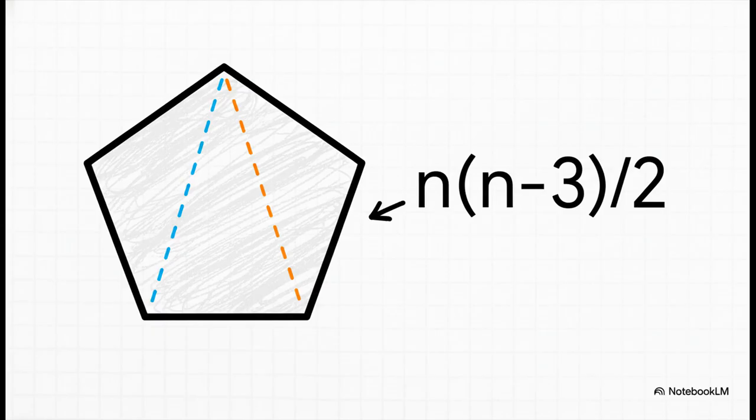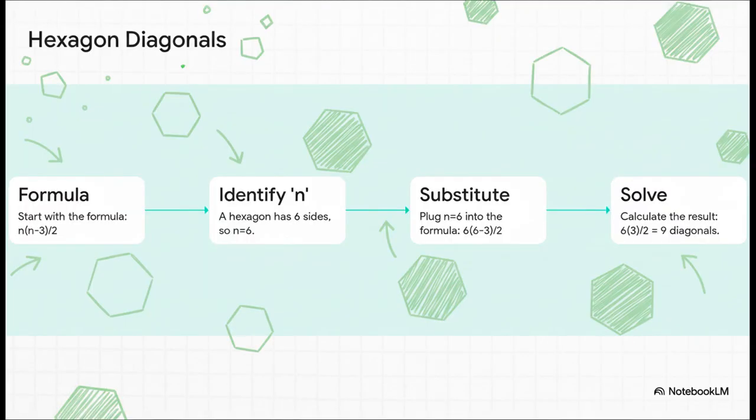Instead of trying to draw and count every single one, which can get messy, you can use this simple little formula. It's n times n minus 3, and then you divide the whole thing by 2. And that letter n is just a stand-in for the number of sides. Let's try it out with a hexagon. A hexagon has 6 sides, so our n is 6. We just plug that into our formula. That's 6 times 6 minus 3, all divided by 2. Okay, so that simplifies to 6 times 3, which is 18. Divide that by 2, and you get 9. So a hexagon has exactly 9 diagonals.